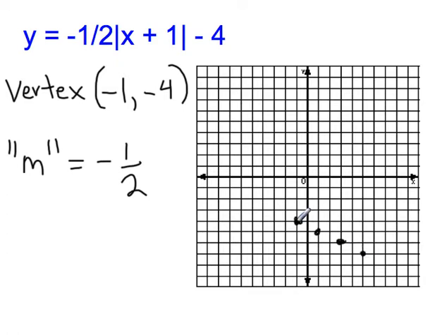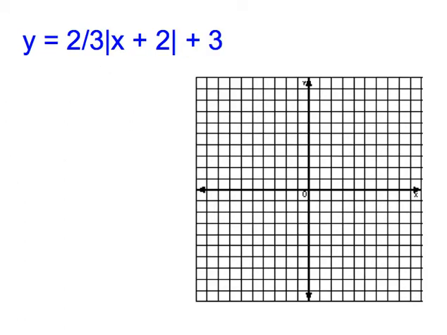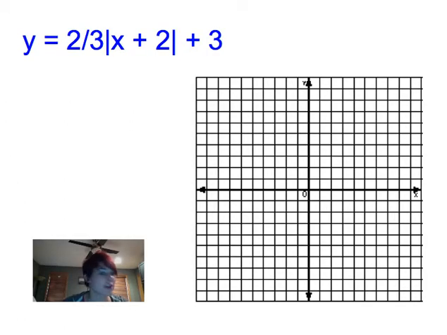And then again, starting up at the vertex, now I also have to go to the other side, down 1, left 2. Down 1, left 2. And again, down 1, left 2. And then we go ahead and we connect those. So now you can see that that V opens down. One more, just for good measure. First, let's start with the vertex.